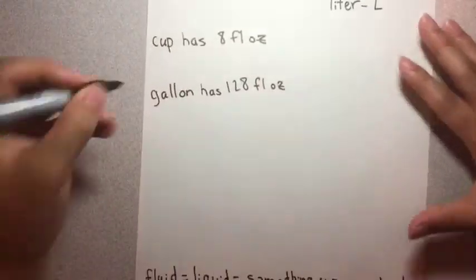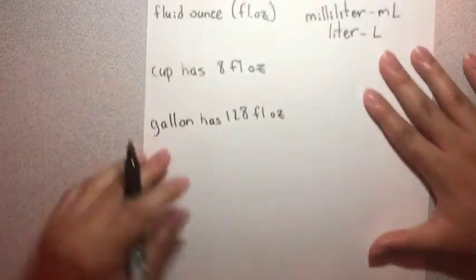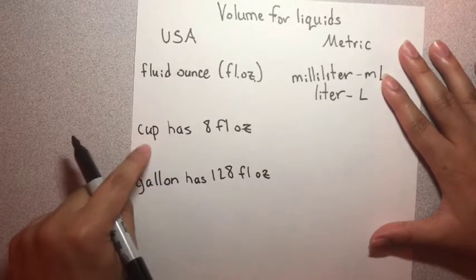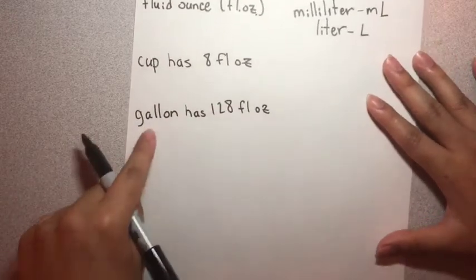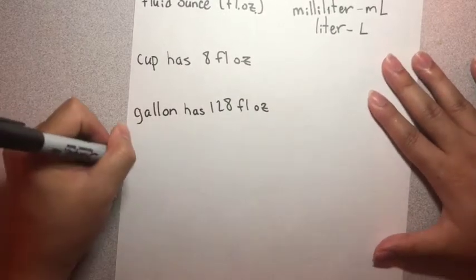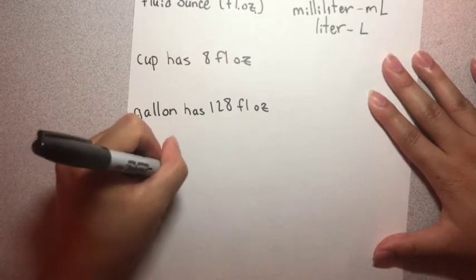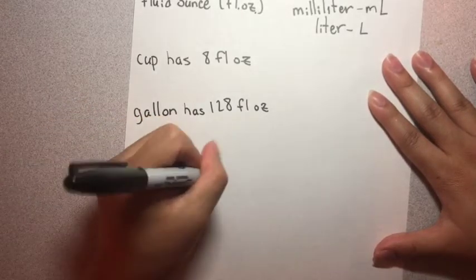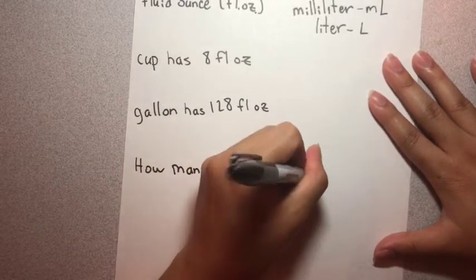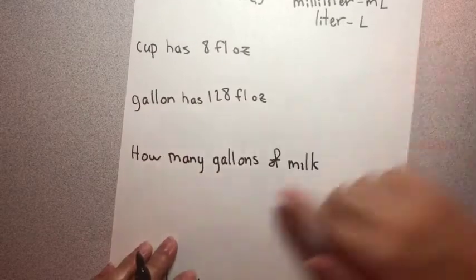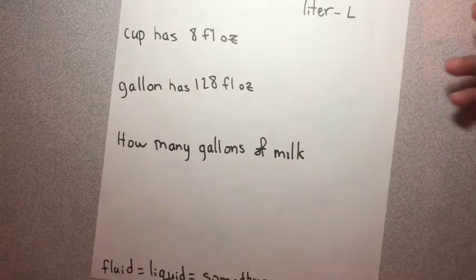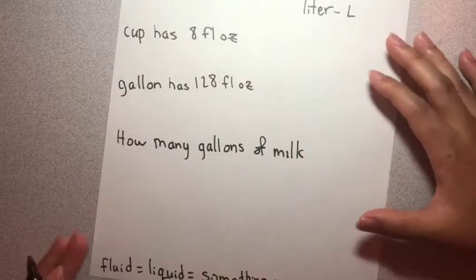Why? Because if I ask you, how much milk do you want? You can say, I want a cup of milk. Or how much milk are you getting from the store? You say, I'm getting 1 gallon. Or you can say, how many gallons of milk do you need? I need 5 gallons of milk.